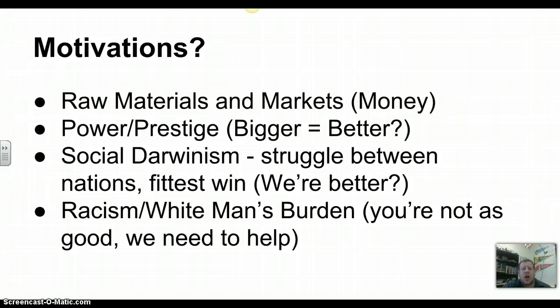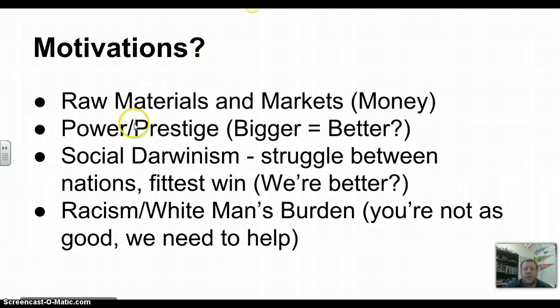The idea of social Darwinism. Remember, the struggle between nations, the fittest wins, going back to Darwin's idea of survival of the fittest. Here it's kind of like, how are we better? It fits in that power issue again. It also fits into who are we better than? Are we better than the people that live in these countries and these areas, and so on and so forth.